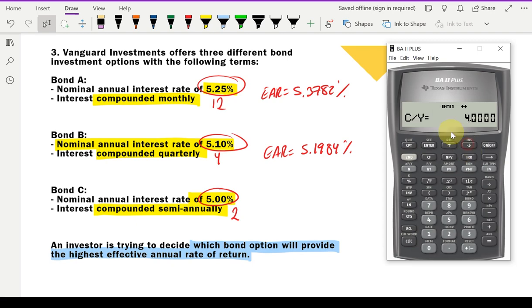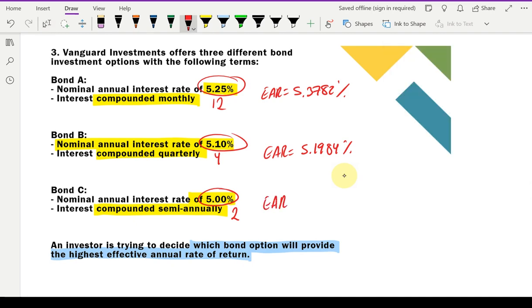Go down to the compounding periods. This time it's semi-annually. Semi-annually means twice a year, so 2 per year. Nominal rate is just 5%. And we're going to compute the effective rate, 5.0625. 5.0625%.